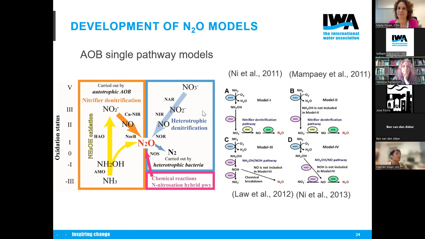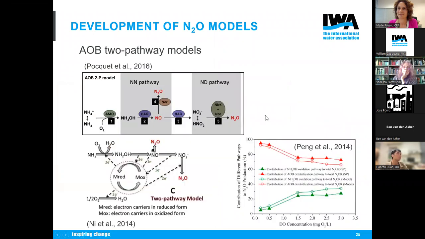carried out by heterotrophic denitrifying bacteria. And as for AOB, initially there were four different single pathway models proposed, purely based on the mechanisms that we understood. Models A and B on the right-hand side show two nitrifier denitrification pathway models with only a minor difference in whether hydroxylamine was included in the conversion or not. And similarly, for hydroxylamine oxidation pathway modeling, there were two models proposed, also with small differences in whether NO is included or NOH is included. And intuitively, since those single pathway models were developed, researchers later on combined them together, and the model on the upper side shows a consolidated two pathway model, still following the Monod kinetics.